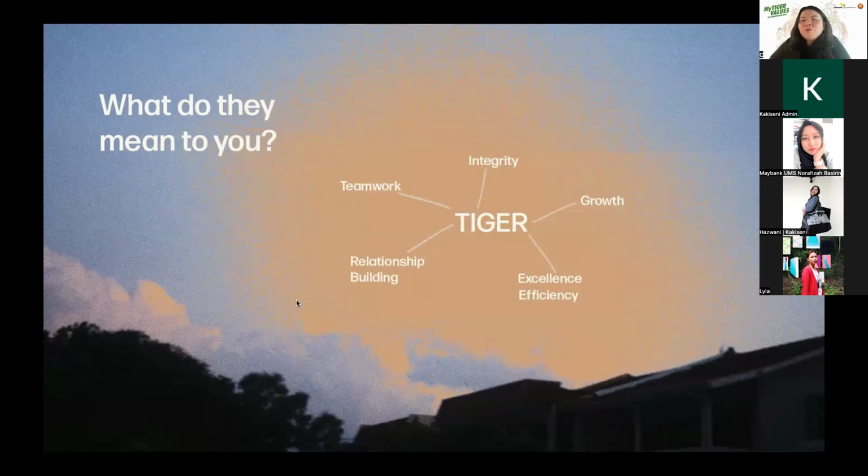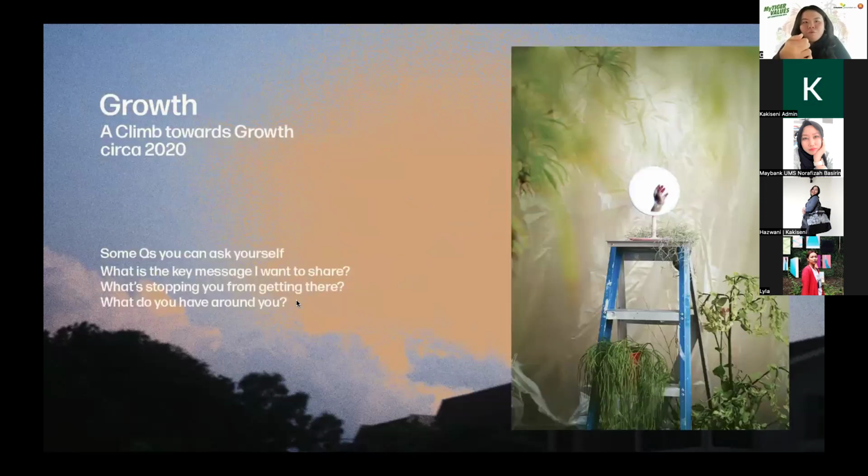So for you, while you're working on these artworks, you can ask yourself, what do any of these points mean to you? For me, what really helped was that I didn't focus on all of them. I just focused on one. And for me, what I worked on, next slide, was growth.